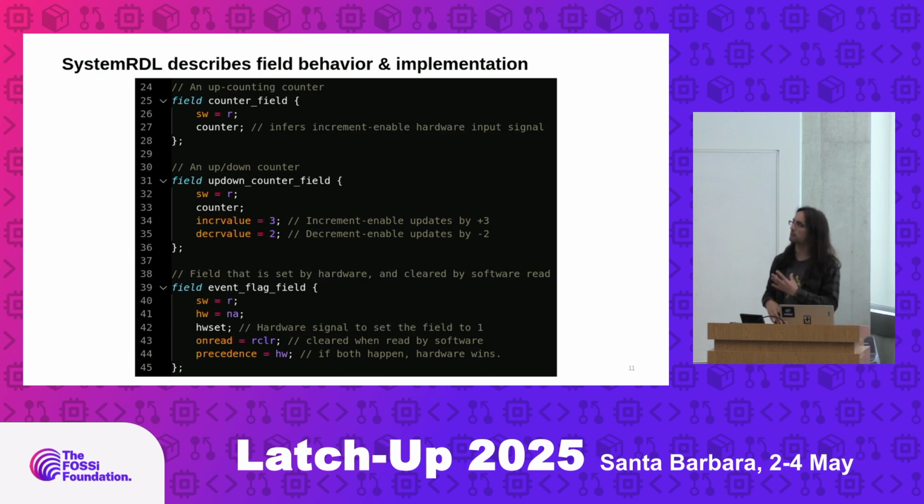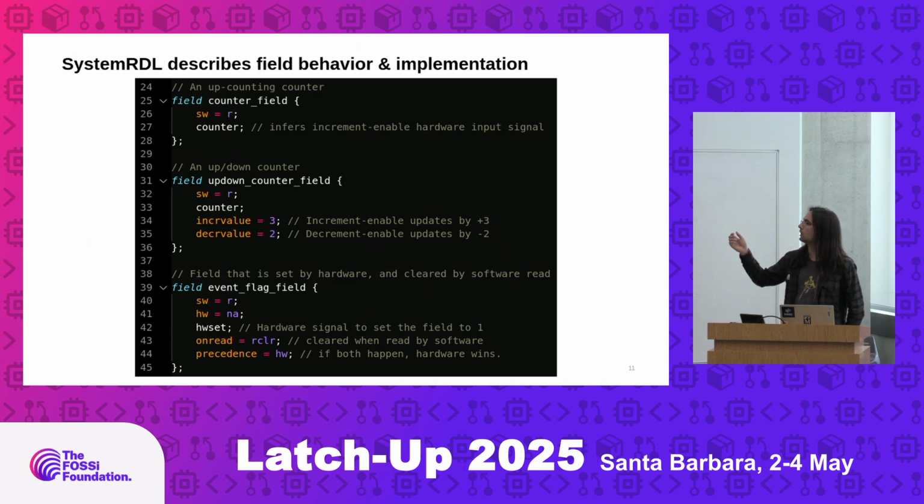You can do fancier things. So here are some other fancier examples. You can describe a counter. Counters are really useful. We have them all over the place in our code to keep track of stats. So the first one is an up counter. Software can read it. It infers an increment enable. So on the hardware side, you get a wire, say, OK, strobe this to increment.